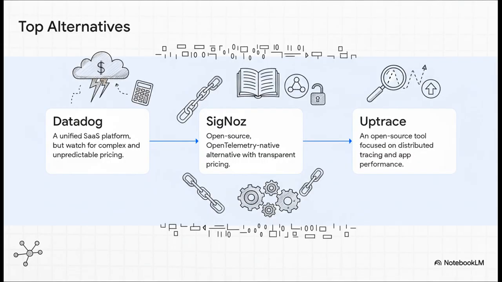And hey, remember, Splunk and Grafana aren't the only players in this game. You've got tools like Datadog that offer a really unified SaaS experience, but you've got to watch out for some complex pricing there. And then there are open source alternatives like SigNoz and Uptrace that are really gaining ground by focusing on the modern OpenTelemetry standard. They offer a whole other path to getting that unified observability.